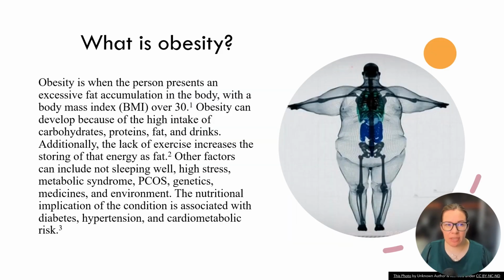When we talk about obesity, what does that really mean? Obesity is when a person presents an excessive fat accumulation in the body. You can see in the image how the body looks, the bones, and inside the bones you have the organs, and your body has this excess of fat. Most of the time it is considered obesity if you are over 30. If you are over 25, it is considered overweight.